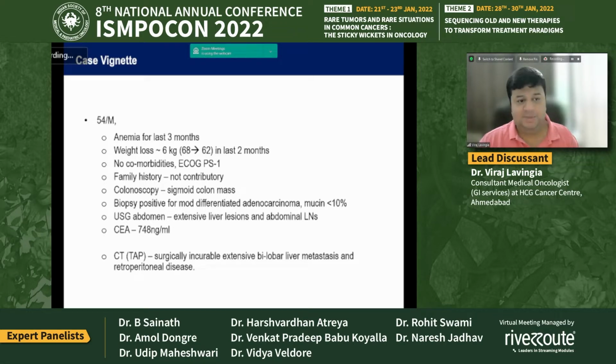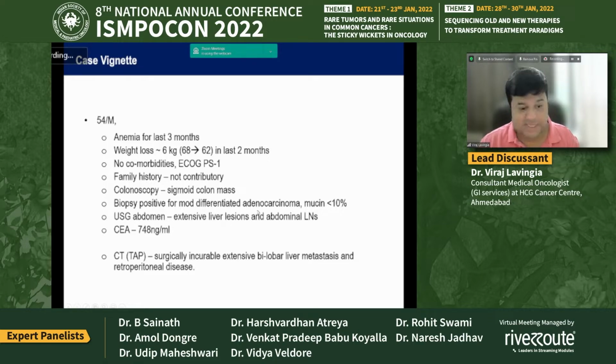So quickly, this patient is a 54 male, presented with anemia for the last 3 months and significant weight loss. He has no comorbidities and no significant family history. Colonoscopy showed a sigmoid mass, and the biopsy was moderately differentiated adenocarcinoma. It was non-mucinous because mucin was less than 10%. Ultrasound abdomen was done outside, which showed extensive bilateral bilobar liver lesions, and CA was elevated, 700 plus.